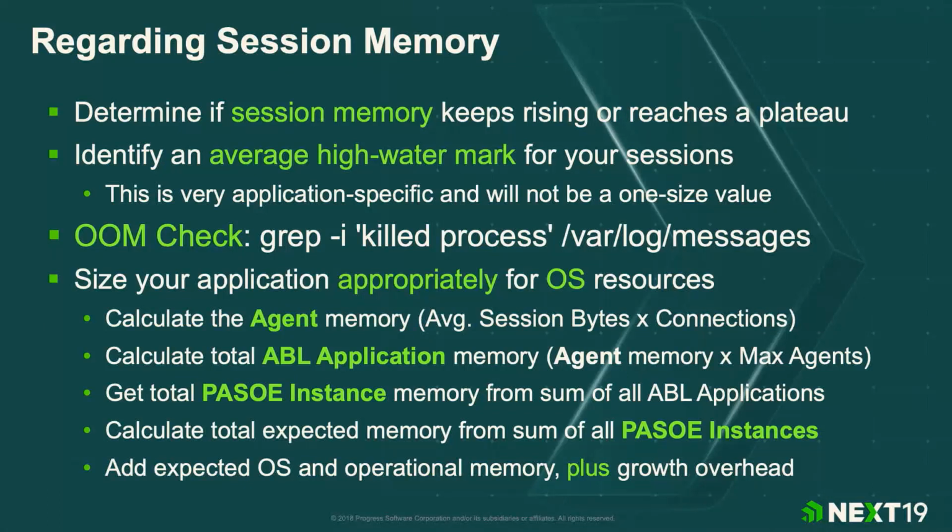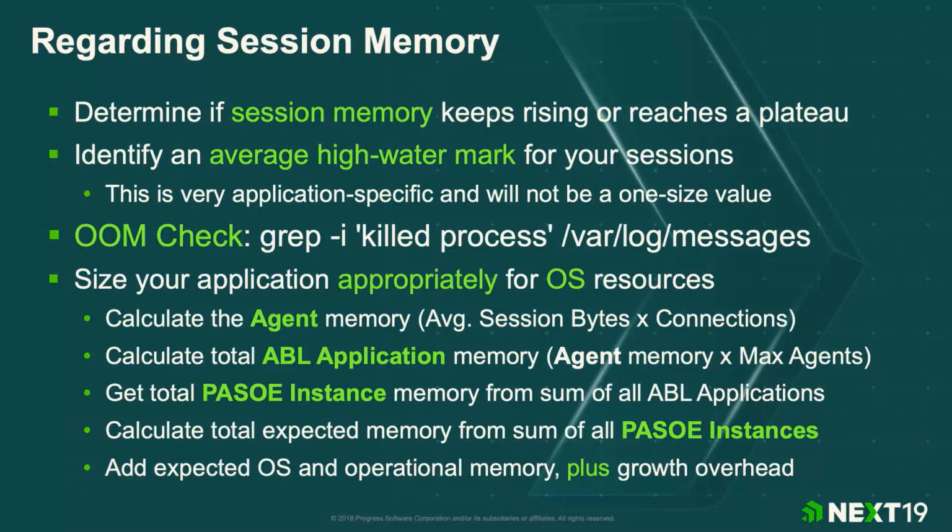What can you do with this information? Well, you can size your application appropriately. Sorry, math ahead. So how does this work? Well, you can figure out what your agent memory is by taking that average session bytes, multiply it by the number of connections you've configured per agent. Now you know how much memory the agent should be taking up. What about the ABL application itself? Well, take the agent memory, multiply that by the max number of agents that you said could possibly spin up.